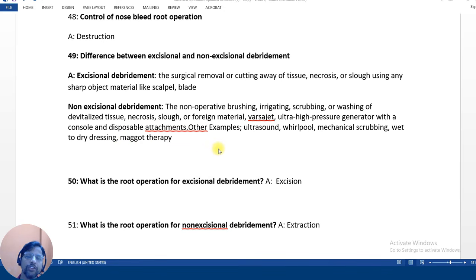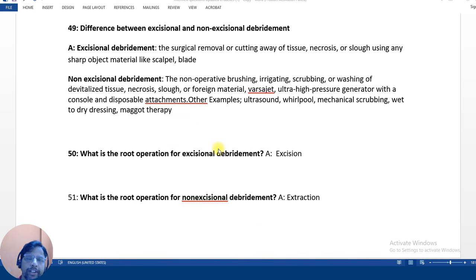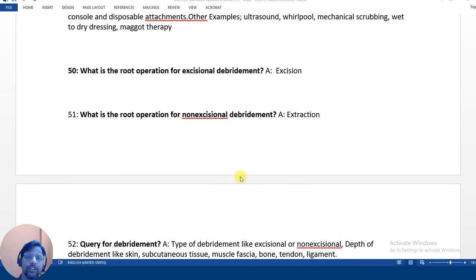So basically whenever you want to code this debridement, you need to check the technique, how the physician is removing. If the physician uses a scalpel or blade, we need to code it as excisional debridement. If the physician uses any type of Versajet or whirlpool or mechanical scrubbing, you need to code it as non-excisional debridement. Simple.